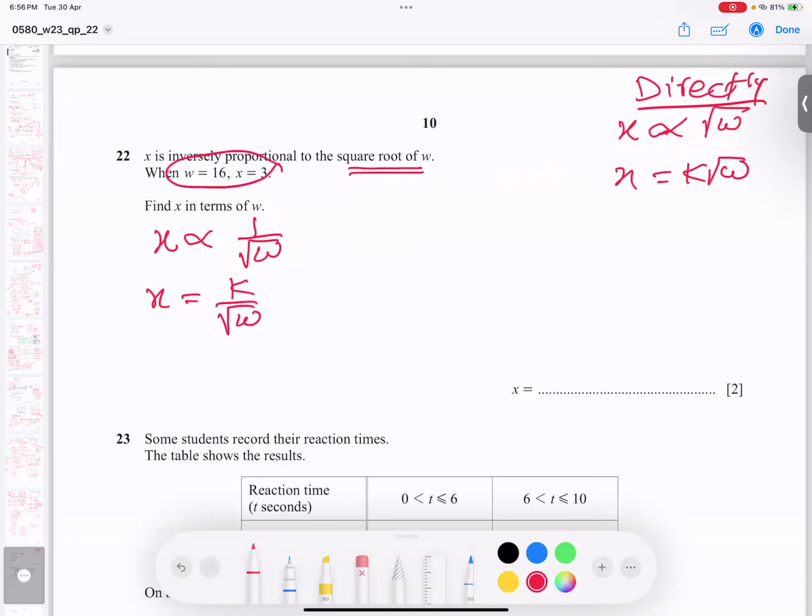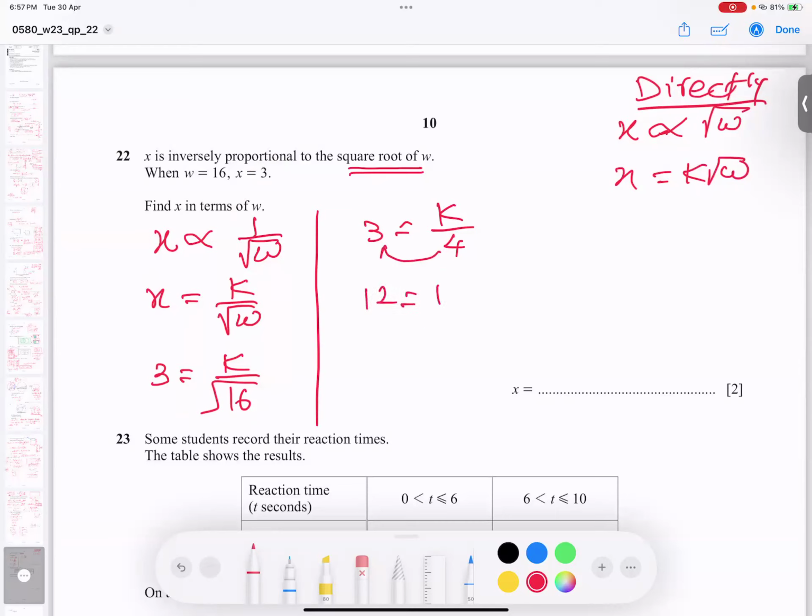I will plug in these two pair values. 3 will come in the place of x and 16 coming here. So 3 equal to k. Root of 16 is 4. Don't put plus and minus here because the root itself is already there. So 4 multiplied there, and I got k value 12.